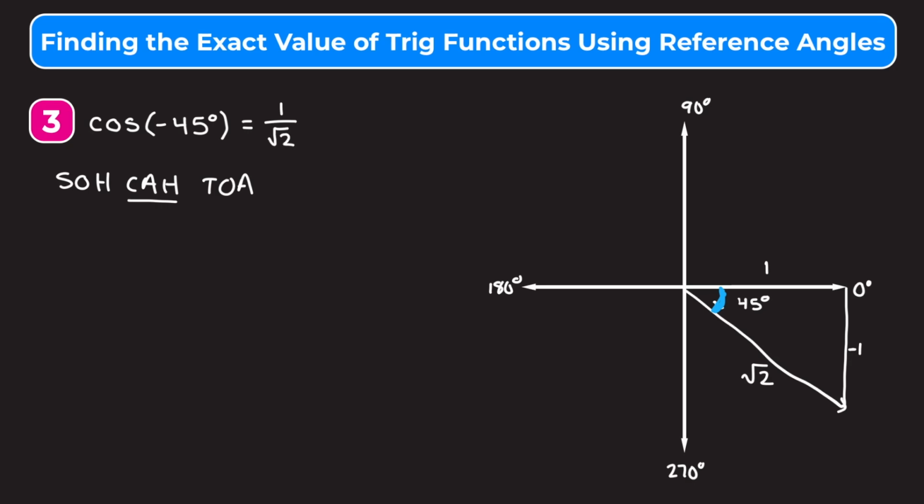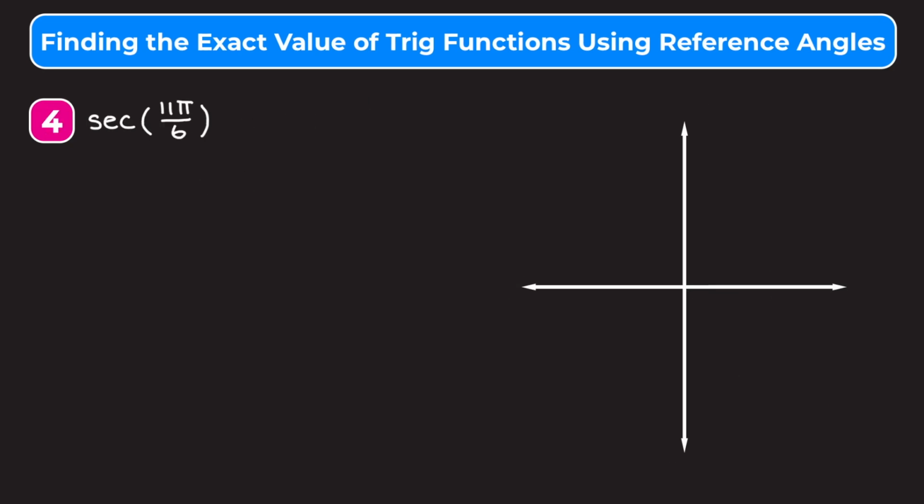And now we just want to get the square root of 2 out of the denominator. So we want to multiply the top and bottom of our fraction by the square root of 2. On the top, 1 times the square root of 2 is the square root of 2. On the bottom, root 2 times root 2 is just 2. So we get that the cosine of negative 45 degrees is the square root of 2 over 2. Let's keep going through some examples.